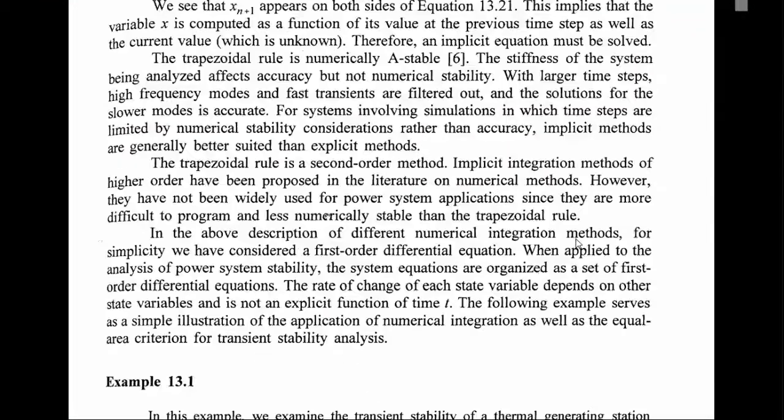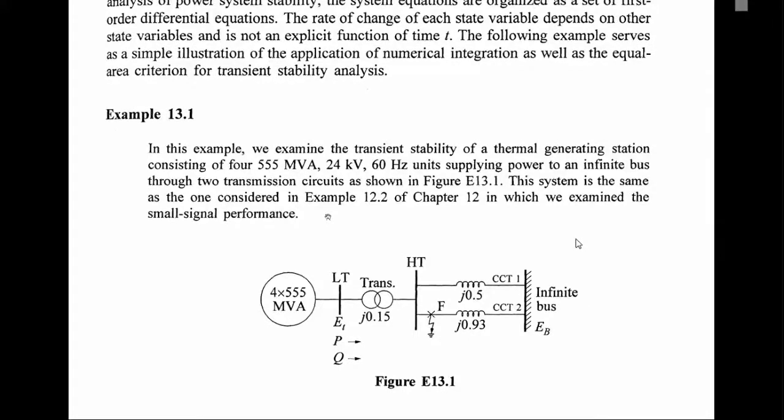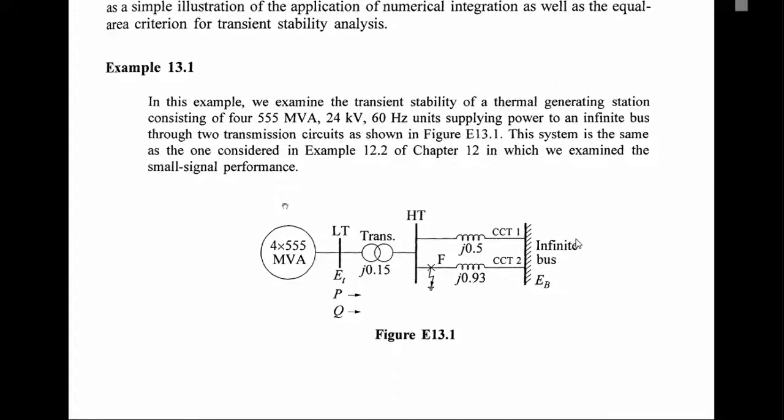So our interest is, we take a case, example 13.1, the question on which we will do the practical. In this example, we will examine the transient stability of a thermal generating station consisting of four 555 MVA, 24 kilovolt, 60 Hertz units supplying power to an infinite bus through two transmission lines. You can see here two transmission lines.